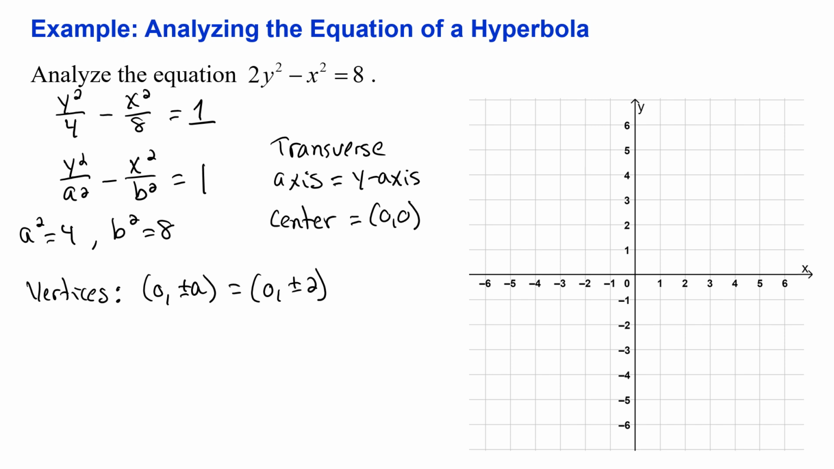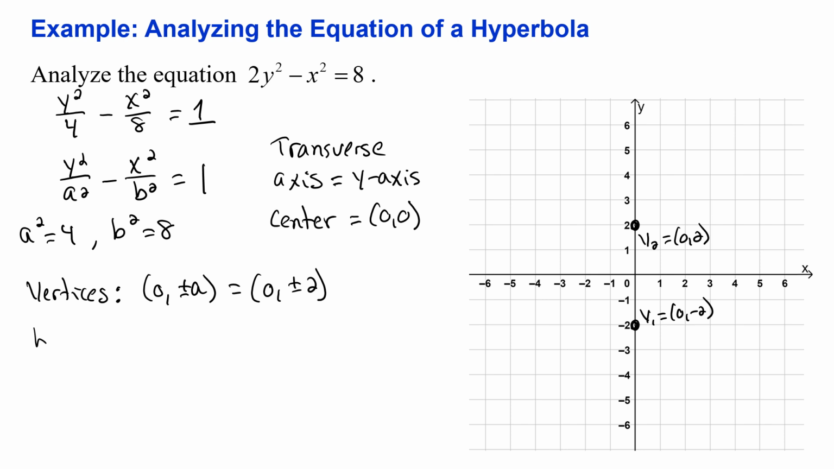Now let's plot these 2 points using a coordinate grid that goes from -6 to 6 on both the x and y axes. Let's plot v sub 1 at (0, -2) and v sub 2 at (0, 2). And again, note the convention here is to label vertices chronologically, so v sub 1 is below center and v sub 2 is above the center. Now let's find the foci.